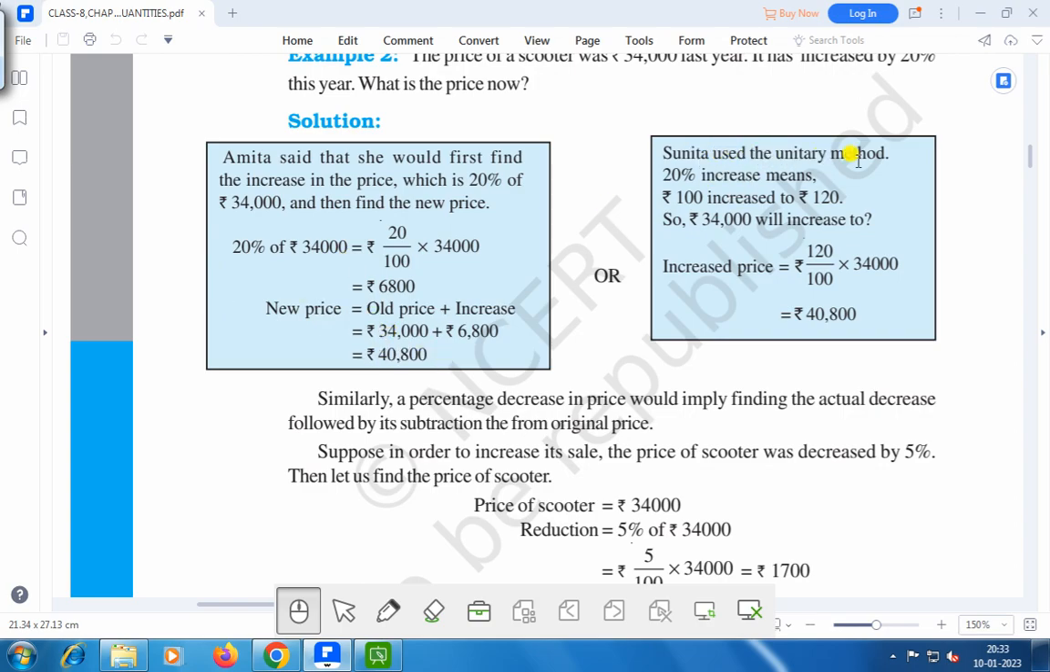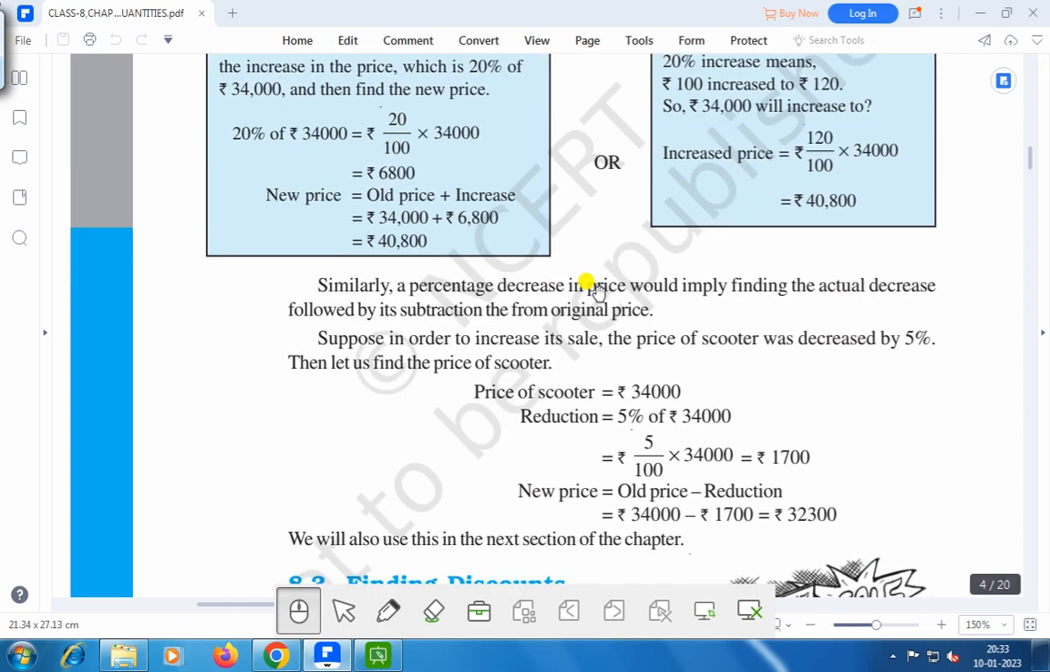Sunita used the unitary method. 20% increase means rupees 100 increased to rupees 120. So 34,000 will increase to rupees 120 by 100 into 34,000, that is 40,800.